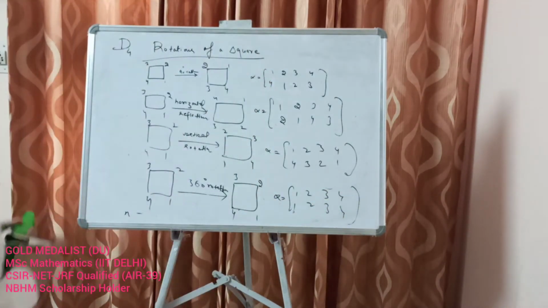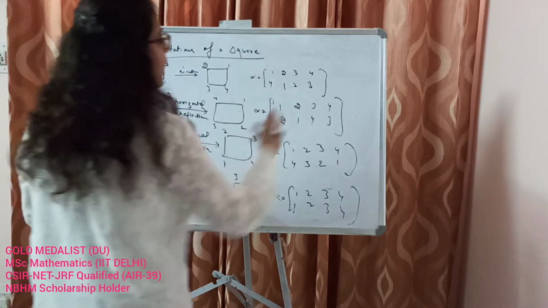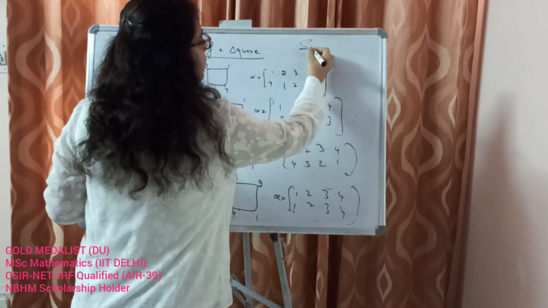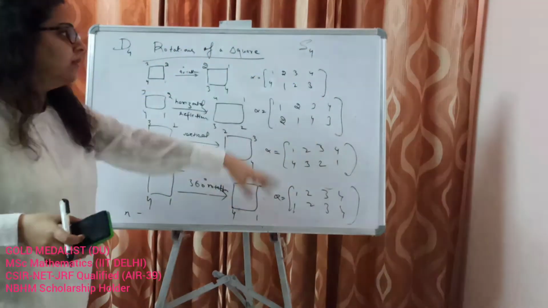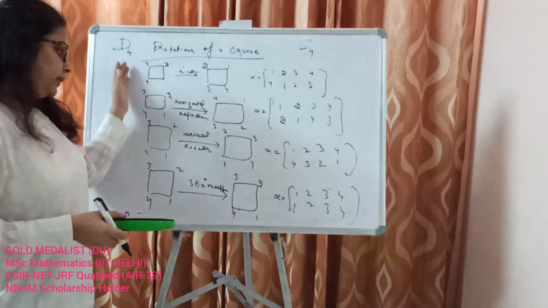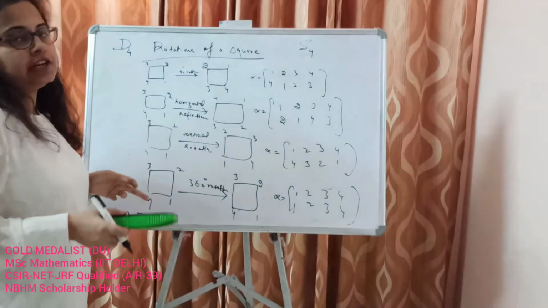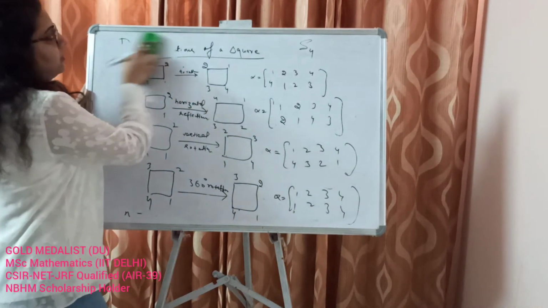Alright. So these are examples of rotations of a square which form a group, and this is a subgroup of S4. When we write D4 in this manner, this is a subgroup of S4. I leave it up to you to complete these rotations and see how many different kinds of rotations we can apply on a square.